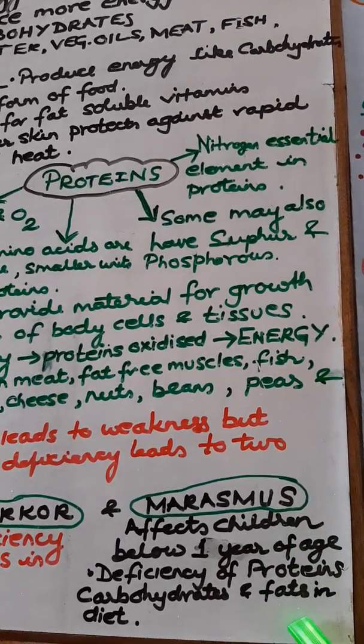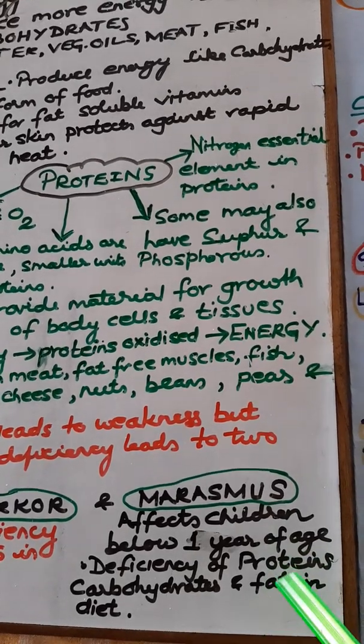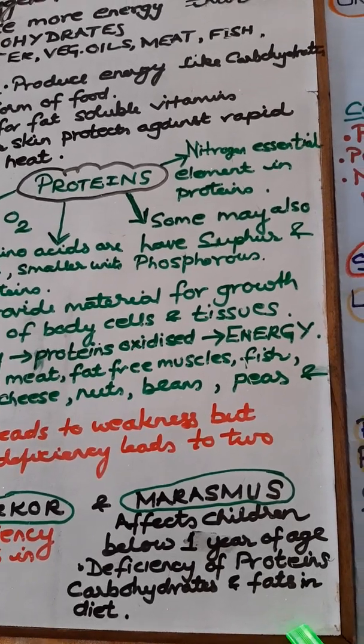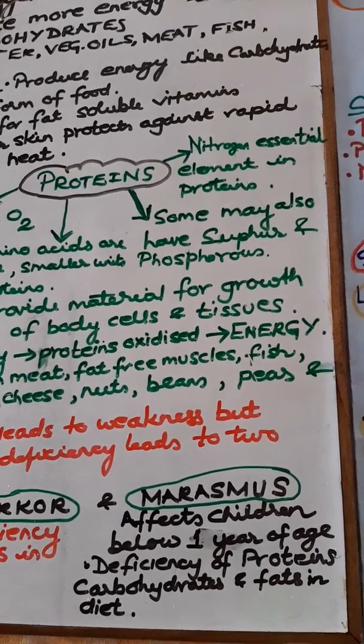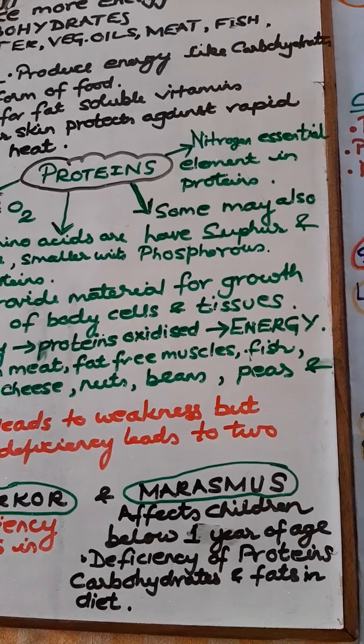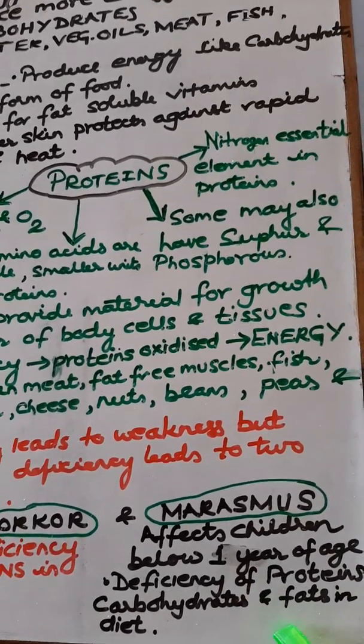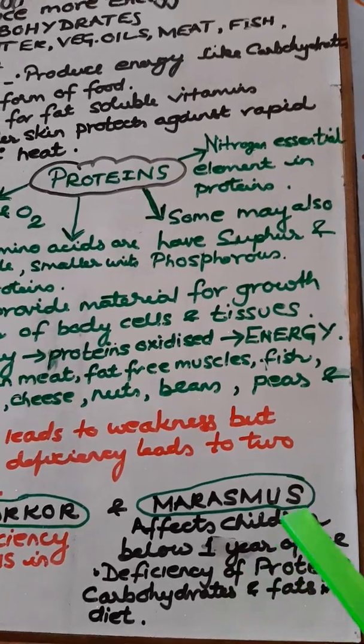Stoppage of breast milk. And here also the child is given a diet very poor in nutrients, very poor in carbohydrates, proteins, fats, minerals, vitamins. Nothing is there in the diet. So at that time the child suffers from marasmus.